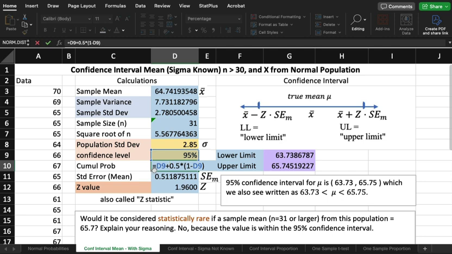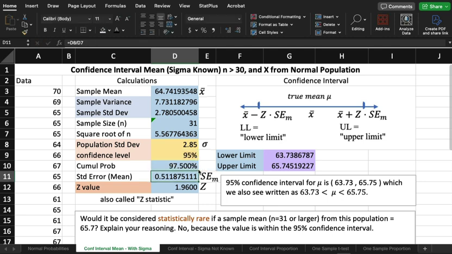In cell D10, you will type equals, and it's D9 plus 0.5 times, parenthesis, 1 minus D9, close parenthesis. So basically, whatever's missed by your confidence level, that's the 5%, we need to take half of that and add that to our confidence level, and that gives us our cumulative probability. So again, that's equals D9 plus 0.5 times, parenthesis, 1 minus D9, close parenthesis. That's our cumulative probability, 97.5%.